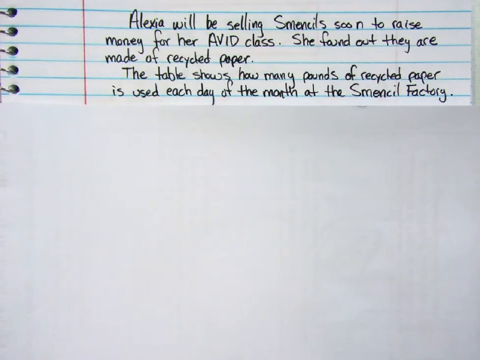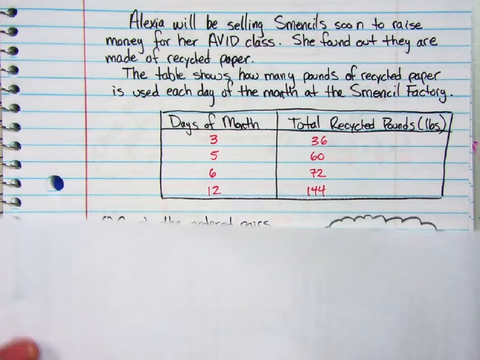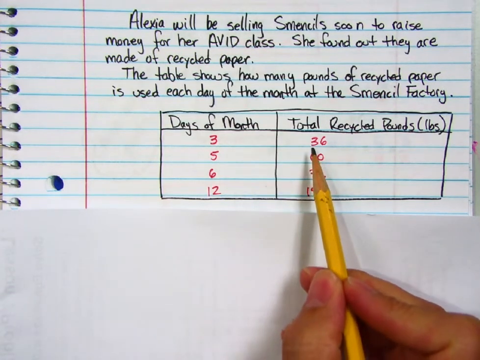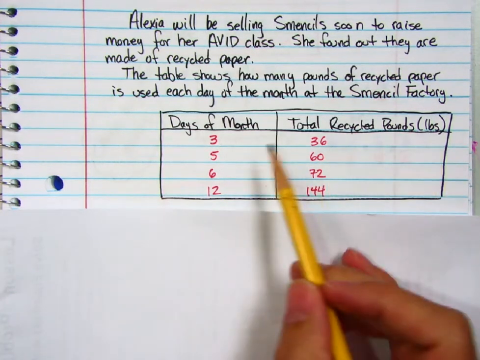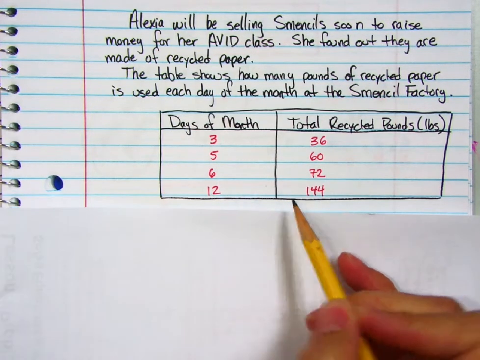So Alexia will be selling Smencils soon to raise money for Avid class. She found out that they are made up of recycled paper. The table shows how many pounds of recycled paper is used each day of the month at the Smencil factory. For the third day of the month, there's 36 pounds of recycled paper used. The fifth day is 60, the sixth day is 72, the 12th day is 144.